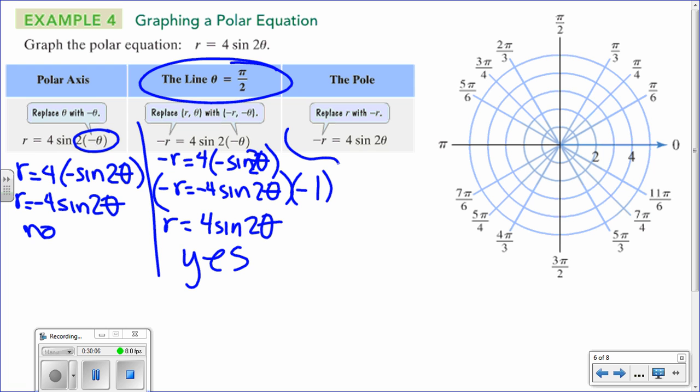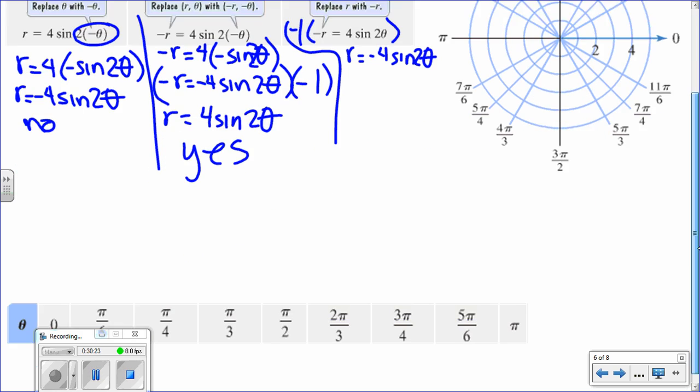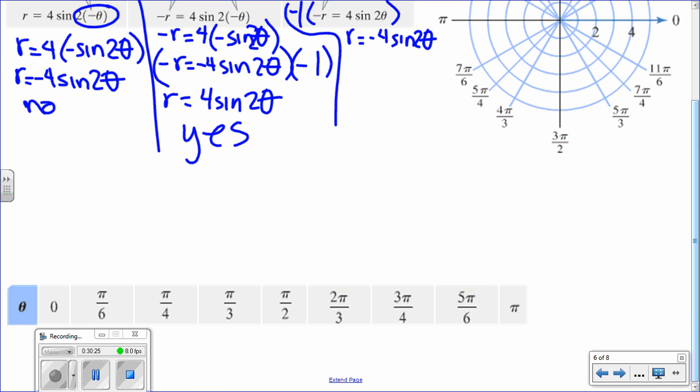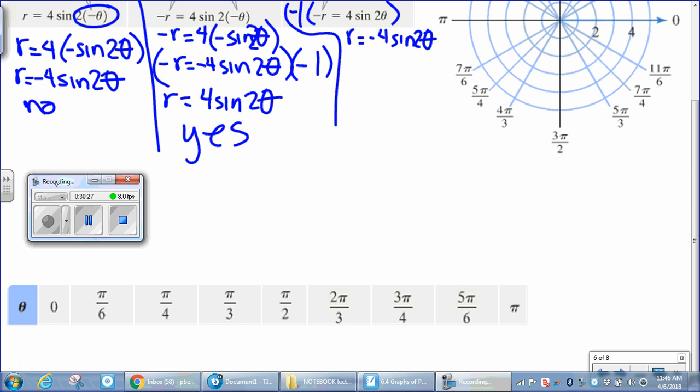Let's check the third one. And so that one says, well, we're just going to multiply everything by negative 1. So we'll get positive r is equal to negative 4 sine of 2 theta. All right. And let's graph it. Go ahead and graph it on your calculator while I write the coordinates. Just type it in your calculator.